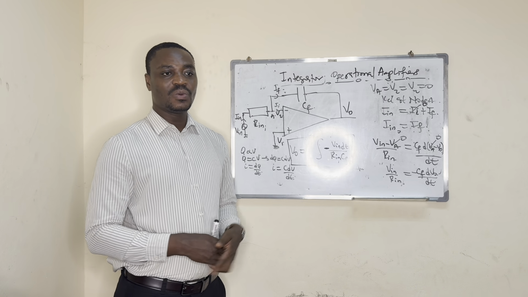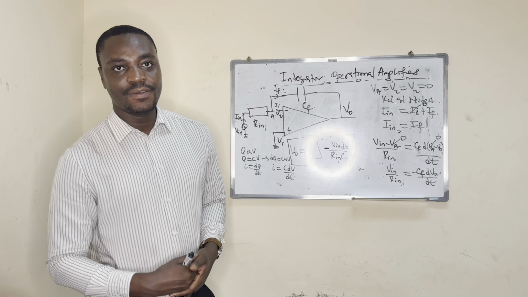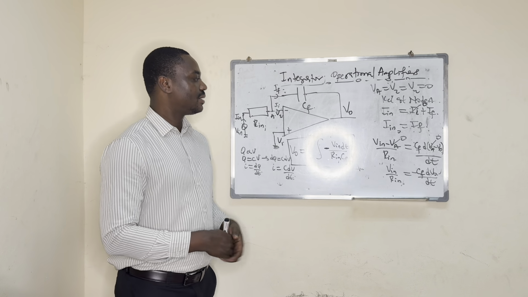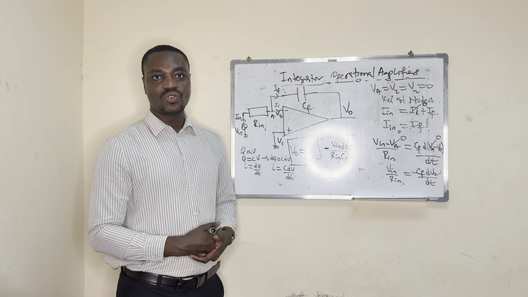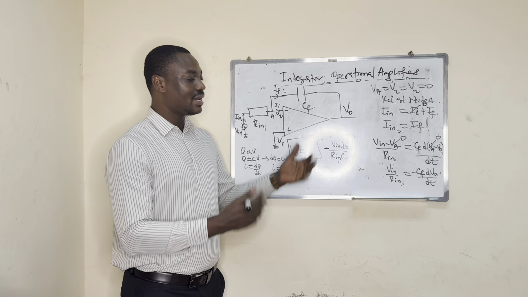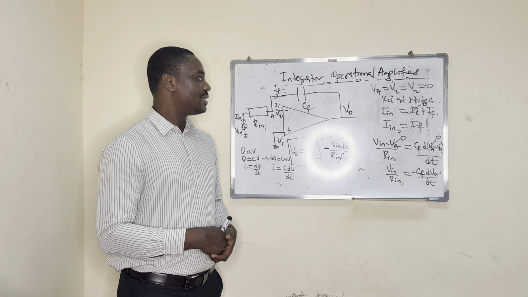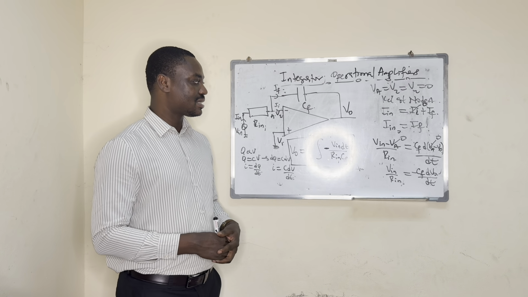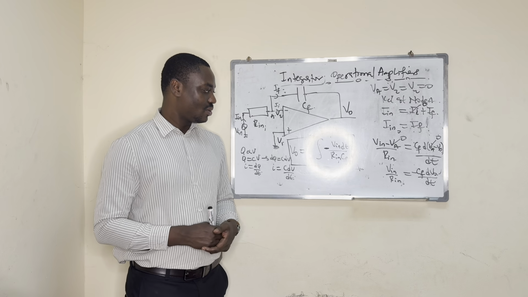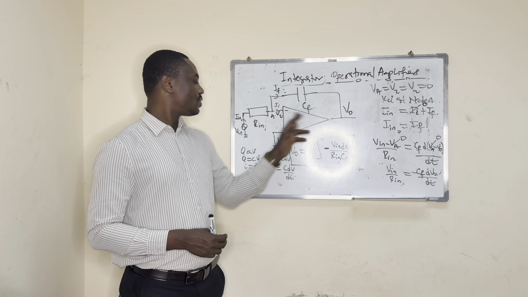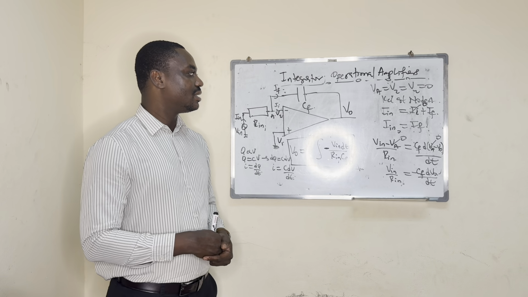So what we do is take an inverting operational amplifier, then we replace RF with CF, meaning the feedback capacitor that we have here. As a result of doing this, we end up getting an integrator. So how do we get the equation that is going to connect the output voltage and the input voltage, known here as Vin?